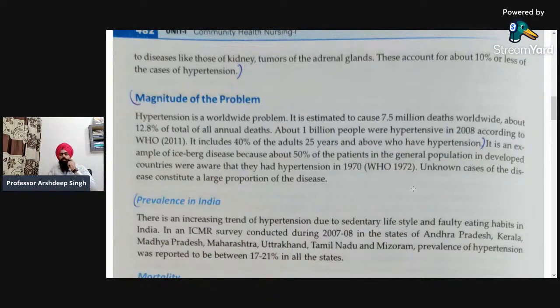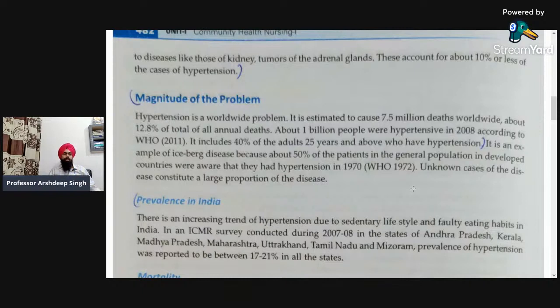I would say that hypertension is the first stage of every heart disease. If a person is hypertensive, then he or she is at risk of having other types of heart-related diseases in future. About 1 billion people were hypertensive in 2008. That is a huge number of people suffering from hypertension.